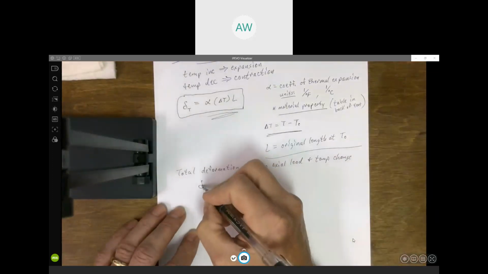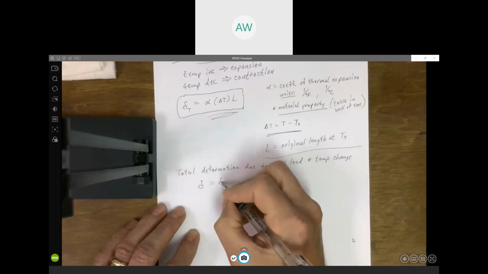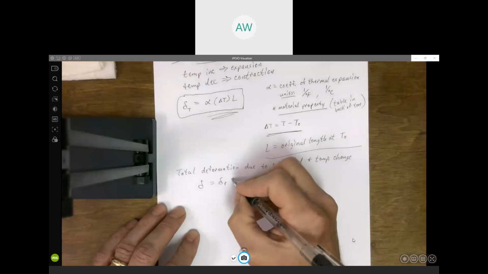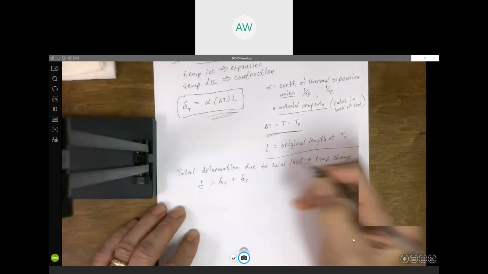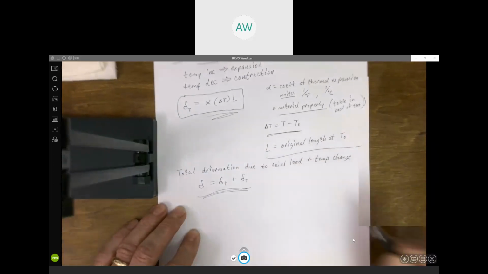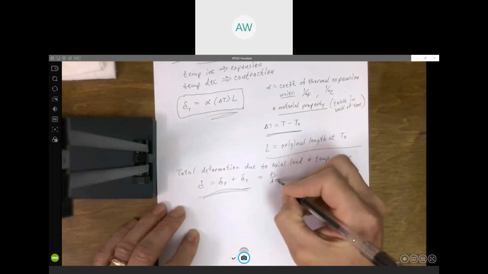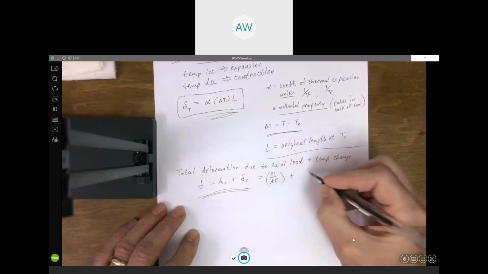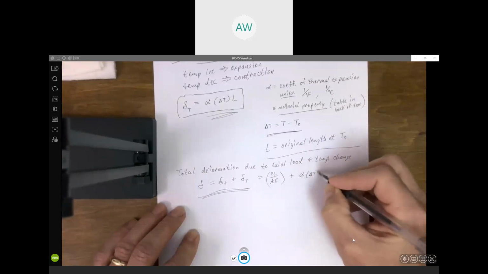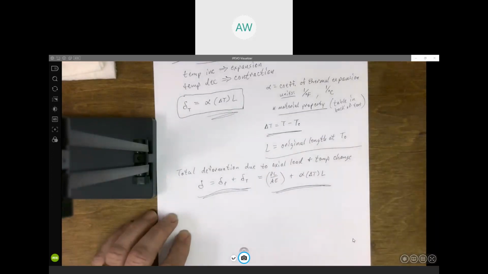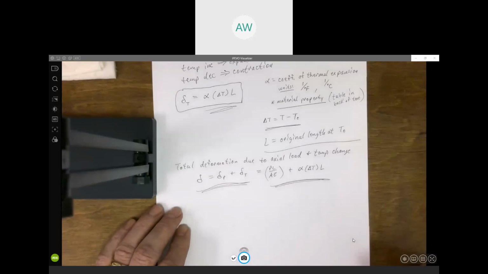So if you want to get the total, you just take what we did before, deformation due to the axial load P, and add the deformation due to the temperature change, or PL over AE plus alpha delta TL. If we've got a member, it's got an axial load and a temperature change. We want to get the change in length. We add those two together to get the total.